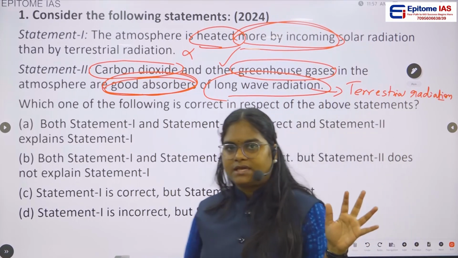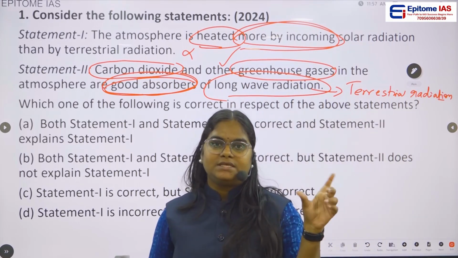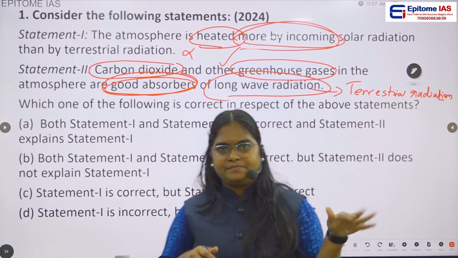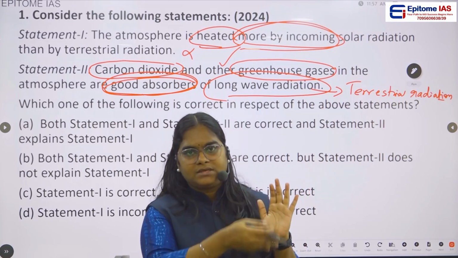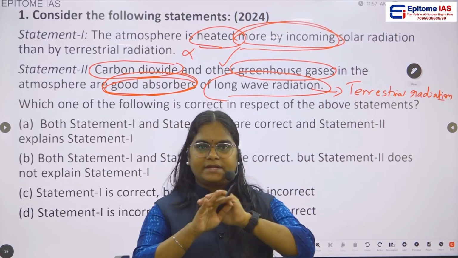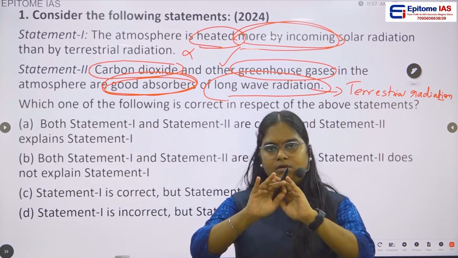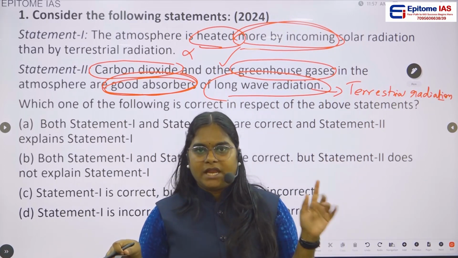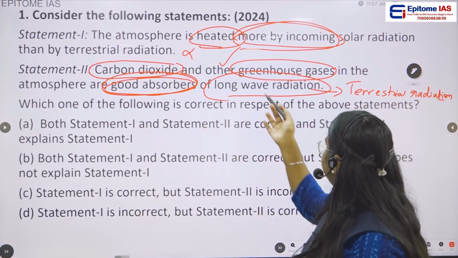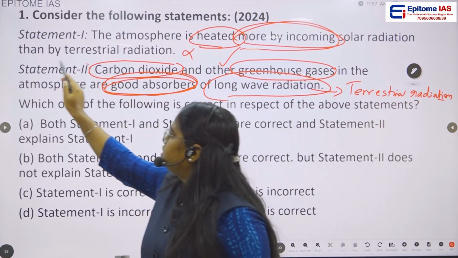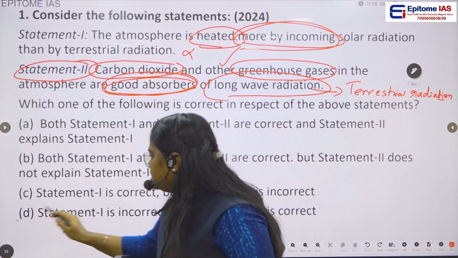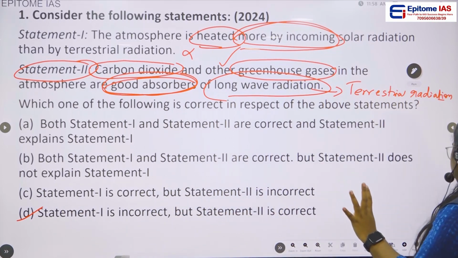Why? Because the greenhouse gases start absorbing the terrestrial radiation. But in case of solar radiation, they are transparent. Okay, they let the incoming solar radiation pass through the atmosphere. But in case of a terrestrial radiation, they'll act as a blanket over the whole Earth's atmosphere. And if you see here, first of all, let us solve this question and let us go back to this thing. So if you see, the correct answer would be statement 2 is correct, but statement 1 is wrong. So the correct answer is D. Statement 1 is incorrect, but statement 2 is correct.